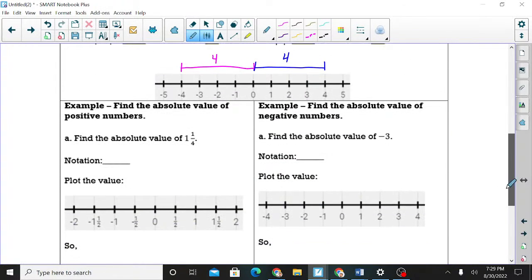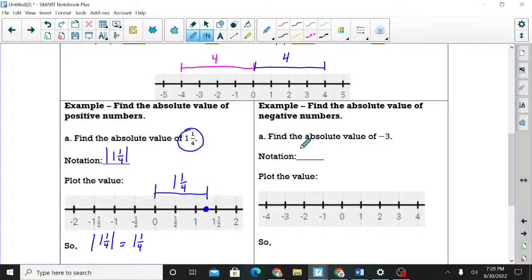So we'll just practice finding the absolute value. We want the absolute value of 1 1/4. The notation for that is bar 1 1/4 bar. Plotting the value, 1 1/4 would be between 1 and 1 1/2. So it's right here on the number line. And it's 1 1/4 units away from 0. So the absolute value of 1 1/4 is 1 1/4.